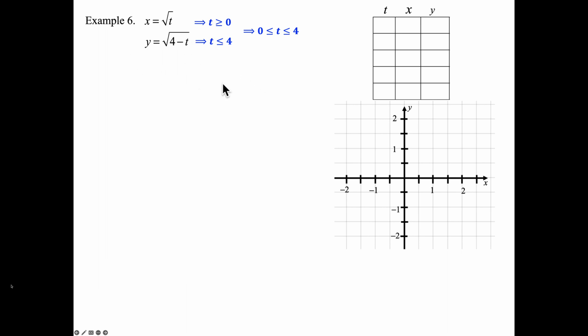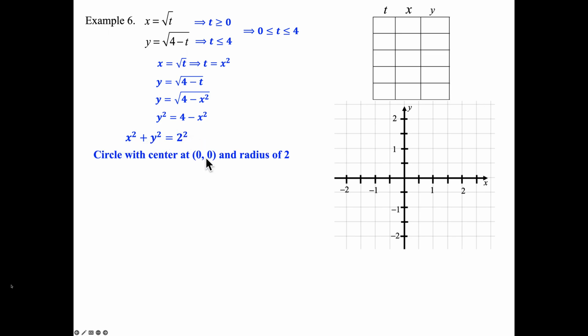Now again, to turn this into our Cartesian equation, x equals the square root of t is already isolating the t, but we have to get rid of the square root. So I square both sides. So t is equal to x squared. Substituting that into the y equation, it gives me y equals the square root of 4 minus x squared. Square both sides gives me y squared equals 4 minus x squared. Add the x squared over to the left. Taking my 4, breaking it down to 2 squared, gives me again a radius of 2. So it's the same Cartesian equation.